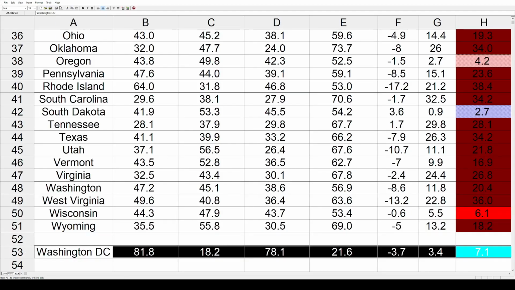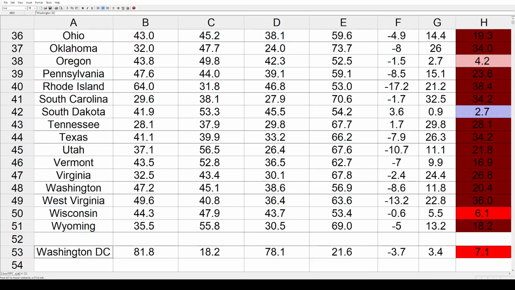And also we have Washington, D.C. here. That's normally extremely blue. This time in that landslide, it shifted 7.1 toward the Republicans. So those are all of the states and all of the shifts, and a lot of people find it helpful to visualize this data. So let's take it all, let's apply it to a map.